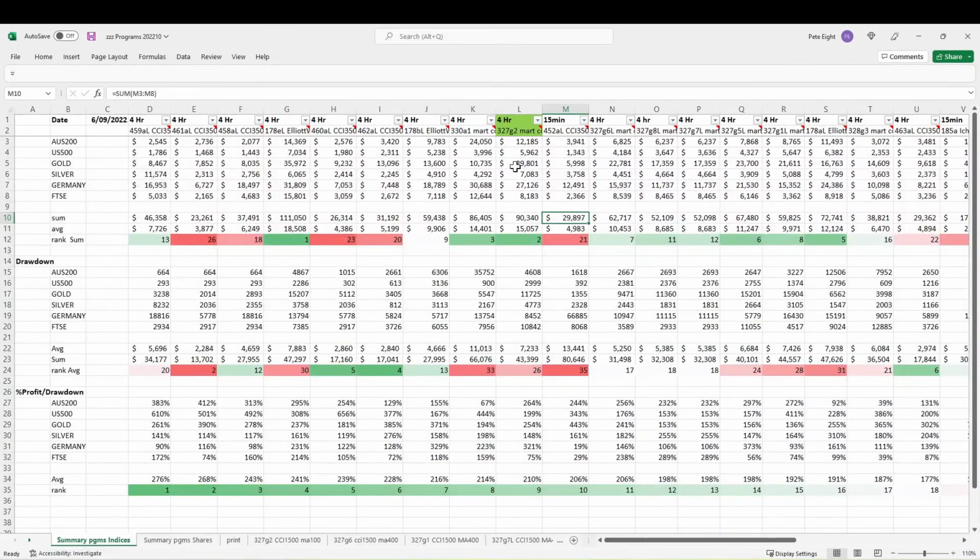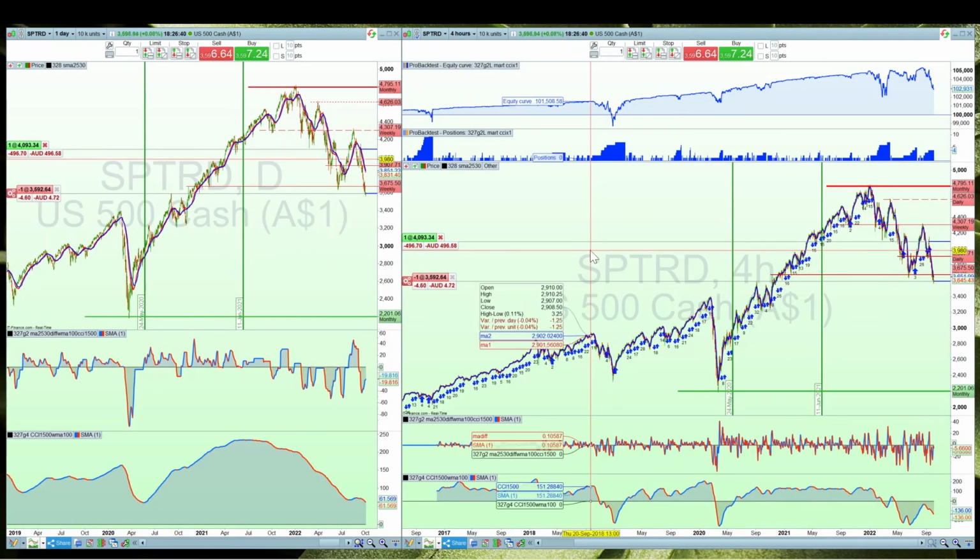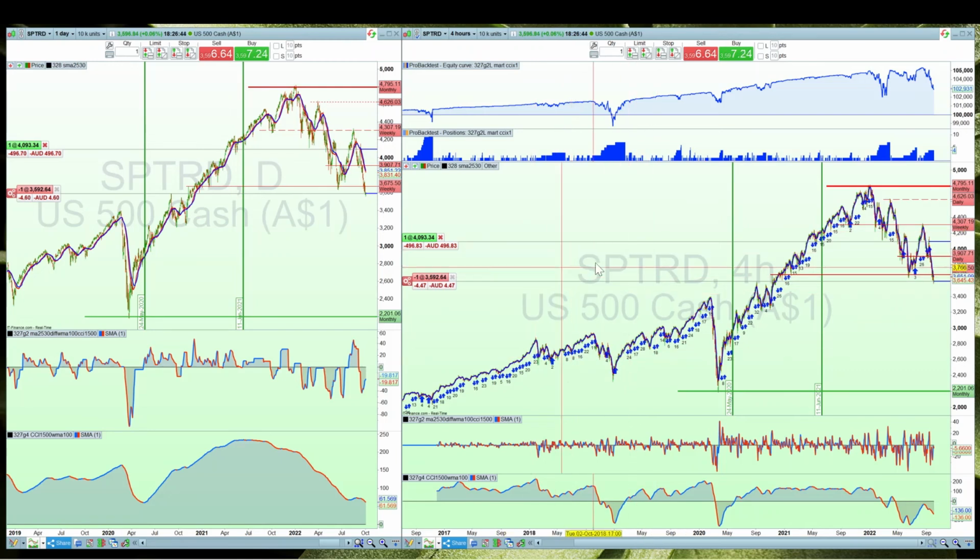Okay, so that's not too bad a result overall in terms of our programs tested. So that's the summary of the CCI 1500 with a weighted moving average of 100, and again only trade on the daily direction. You take the 4-hour chart trades on the daily direction only and ignore the downtrend of the daily chart. Don't take those trades on the downtrend.